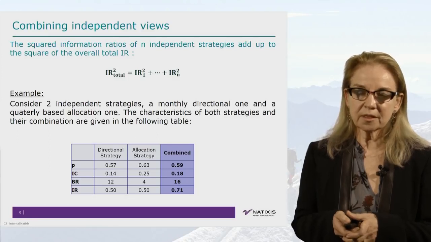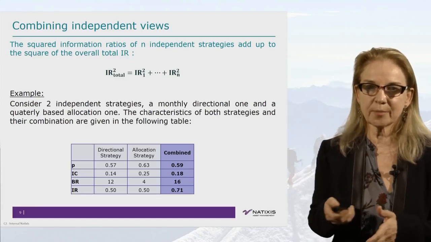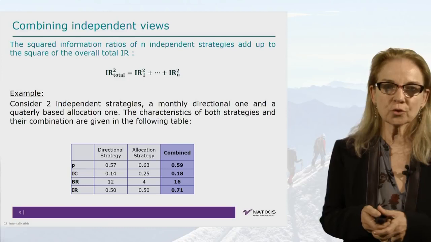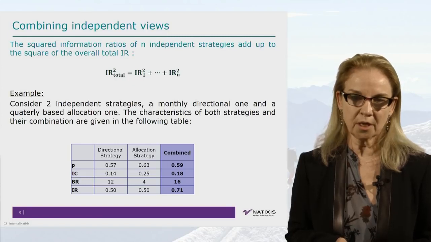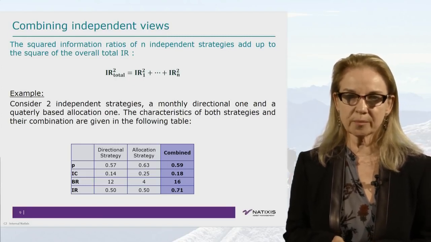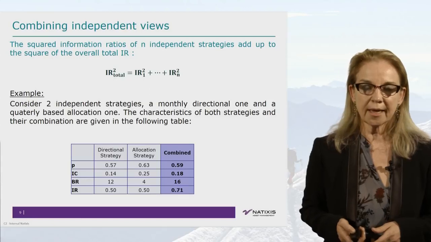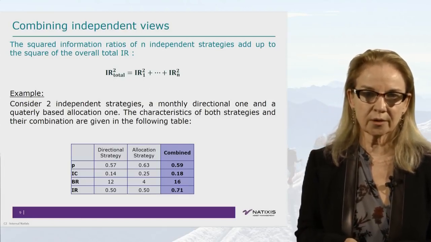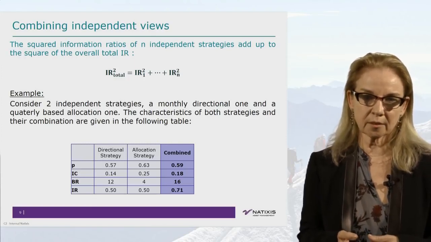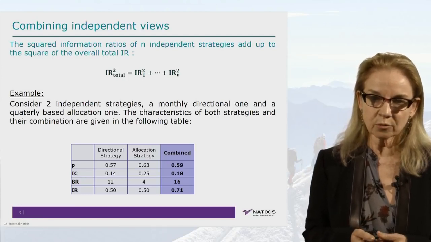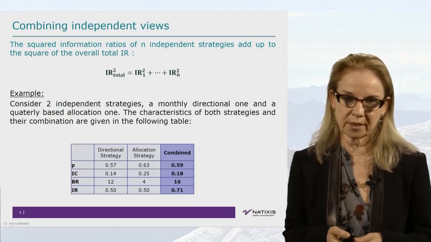The combination of independent views is important also. So we can show that the squared information ratios of independent strategies add up to the square of the overall total information ratio, as you can see in the equation. So let's take an example. We consider two independent strategies, a monthly directional one and a quarterly allocation one. You have the characteristics of both strategies in the table, and we can also have the combination. Okay, so we suppose that P, which is the probability of being right, is 0.57 for the directional strategy and 0.63 for the allocation strategy.